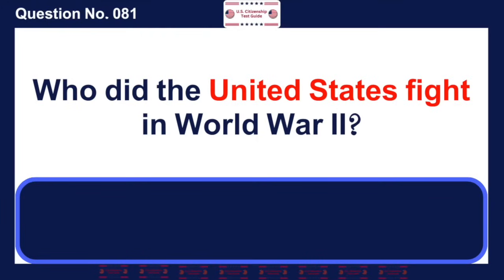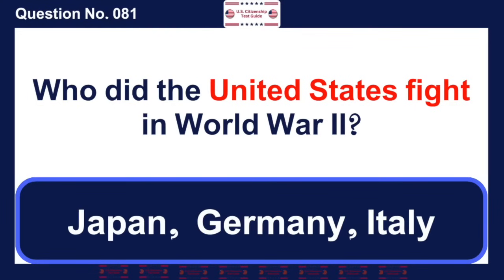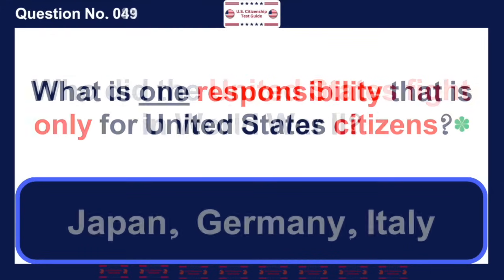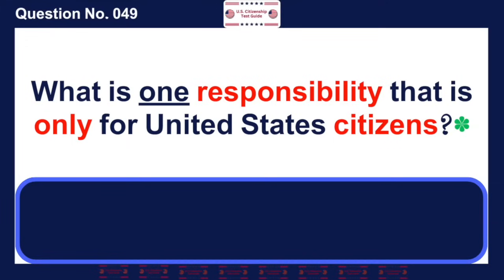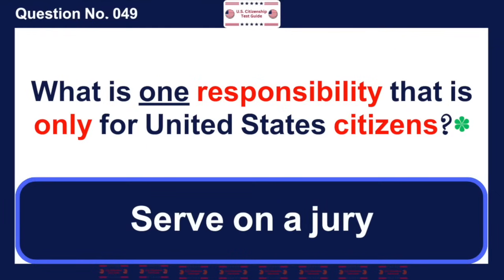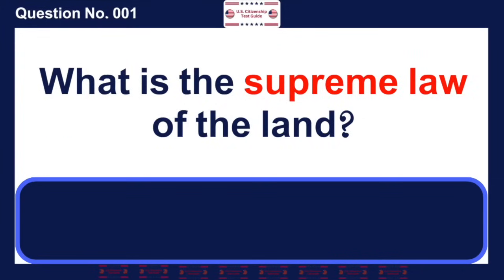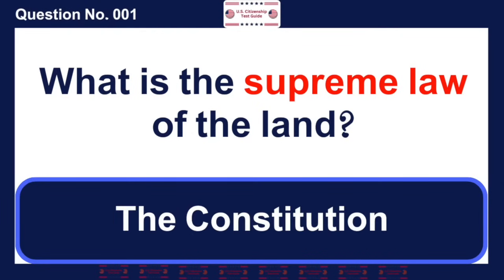Who did the United States fight in World War II? Japan, Germany, and Italy. What is one responsibility that is only for United States citizens? Serve on a jury. What is the supreme law of the land? The Constitution.